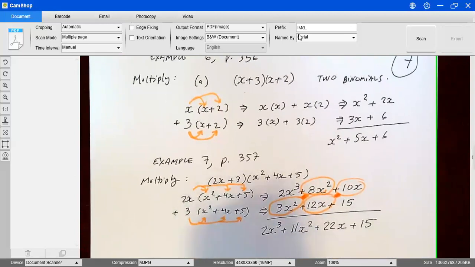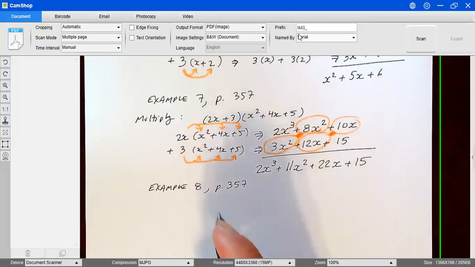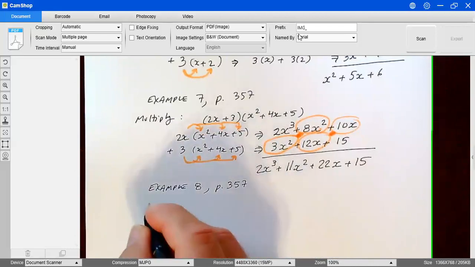Let's work one more example, and then you're going to have work to do. So this is example A on page 357. So now we're going to multiply.